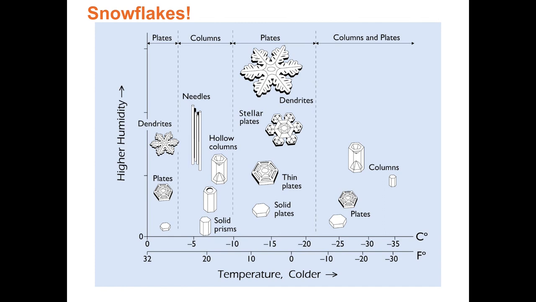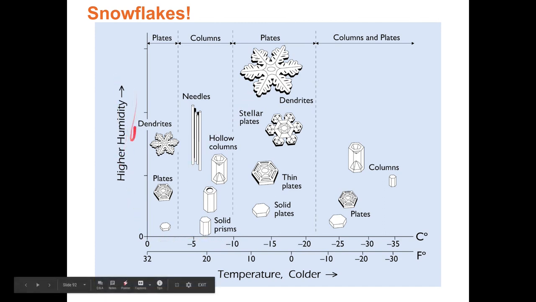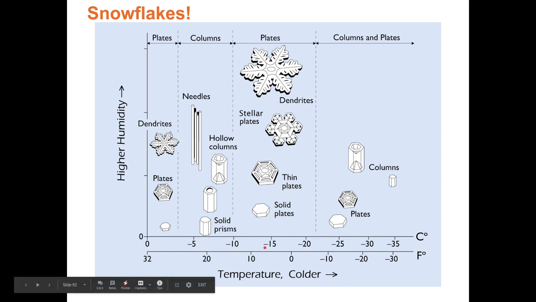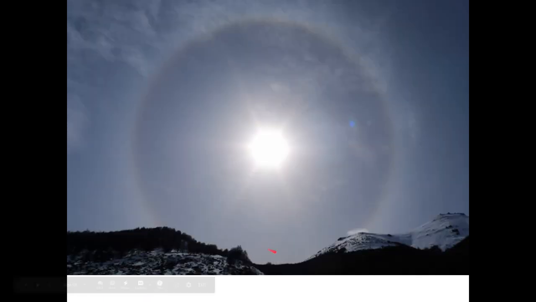Snowflakes form in freezing clouds, and based on the temperature and the humidity, you can have plates or columns or prisms or needles. And each of these is going to refract light differently. Like the solid plates can refract light at a 22 degree angle or a 44 degree angle, depending on how the light comes in. And that's going to be the physical basis for making halos.